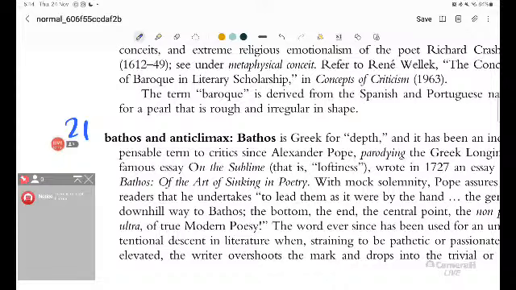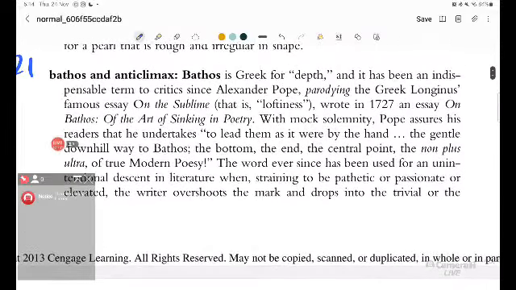Next है हमारा bathos and anticlimax. Bathos is a Greek word for depth, and it has been an indispensable term to critique since Alexander Pope, parodying the Greek Longinus's famous essay on the sublime, that is, loftiness, wrote in 1727 an essay on bathos, the art of sinking in poetry.